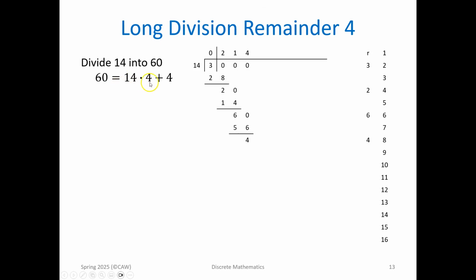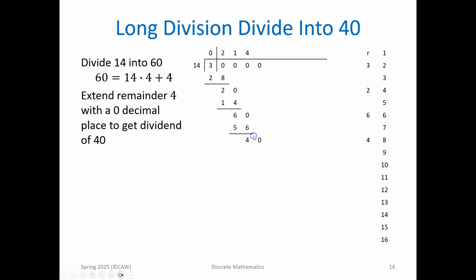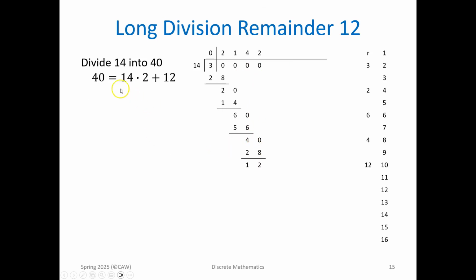60 is equal to 14 times 4 plus 4, so the 4 is the remainder, the 4 is also the quotient digit. So far we've got 0.214 and with a remainder of 4. But we're going to continue. We're going to extend the remainder with a 0, and up in the quotient we'll also put a 0. So now we're going to be dividing 14 into 40. And that's going to be 14 times 2 plus 12. 14 times 2 would be 28. 28 plus 12 should be equal to 40.